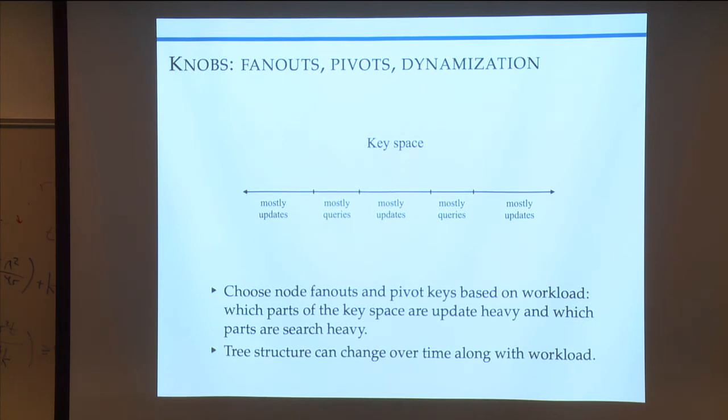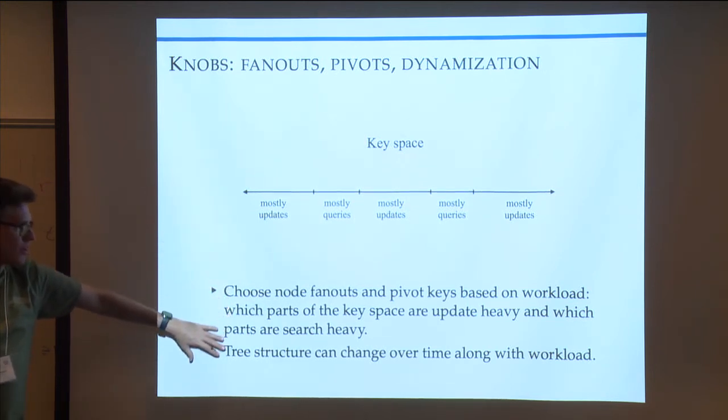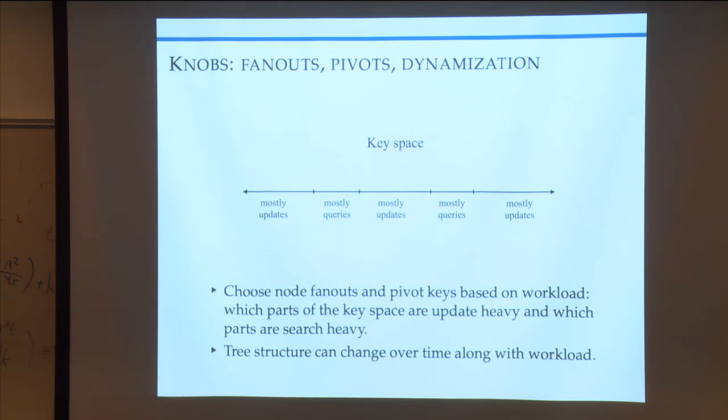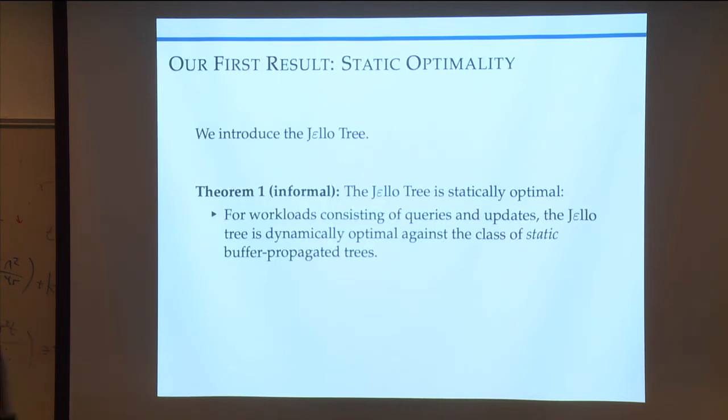OK. So this is the key space. Choose the fan-outs, choose the pivots, and change the data structure over time. And do this adaptively based on the workload. All right.